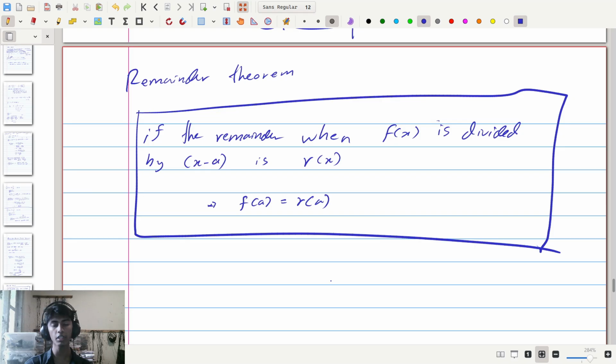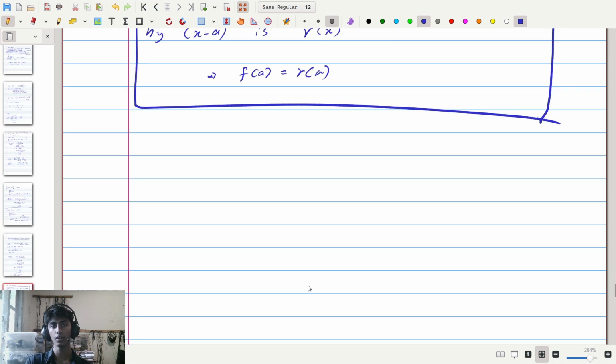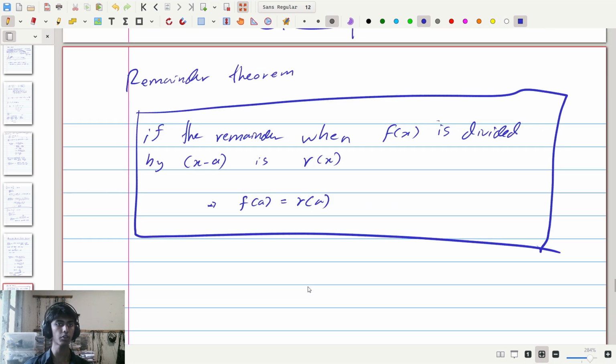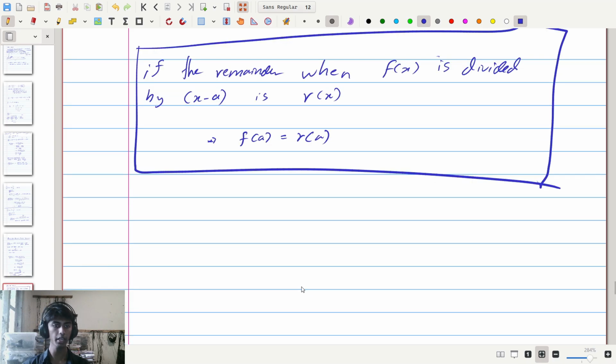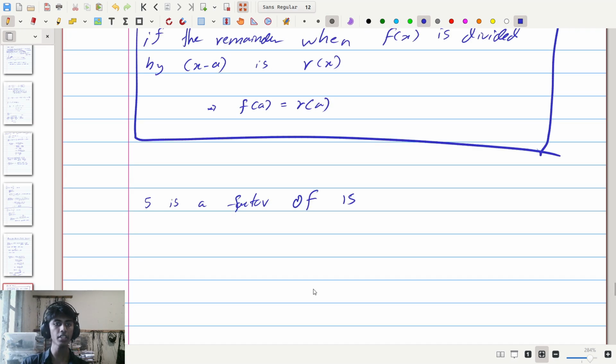Now there's a special version of the remainder theorem which we call the factor theorem. Let's now work through what that is. So, what does it mean for a number to be a factor of another number? It means that you can perfectly divide. For example, I can say that 5 is a factor of 15. Now what this means is that 15 divided by 5 is 3 with a remainder of 0. If one number divided by another number has remainder 0, it means that that number was a factor of the other number.